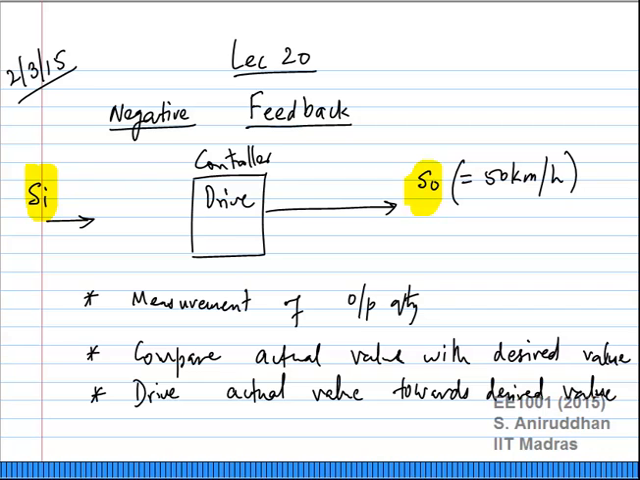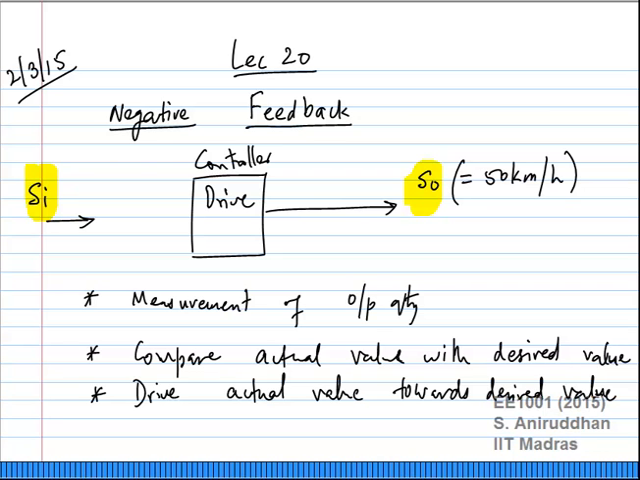And this involves several steps. The first step is to measure the output quantities. If it's a physical parameter, let's say temperature or speed, you will have a sensor or a transducer which will convert that physical quantity into an electrical quantity. If it's already an electrical quantity, you're already good to go. It's already in the form of a voltage or a current or something else.